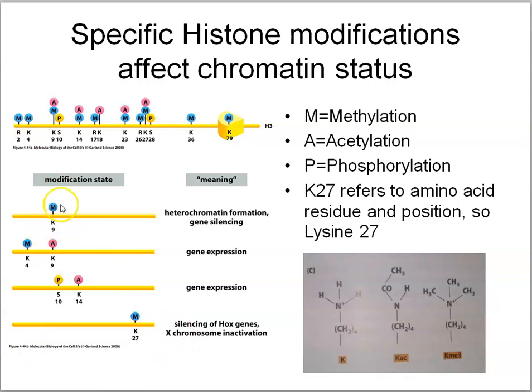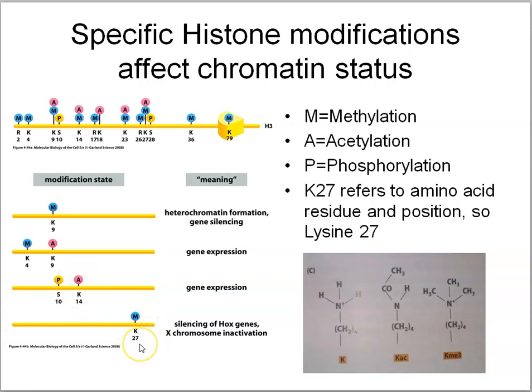So lysine 9 methylation forms heterochromatin and gene silencing. Lysine 9 acetylation, in contrast, promotes gene expression. We've also got lysine 4 methylation. This is slightly unusual in that it promotes gene expression as well. That's the only methylation you'll come across which promotes gene expression. Then we've got acetylation at lysine 14 which drives gene expression.